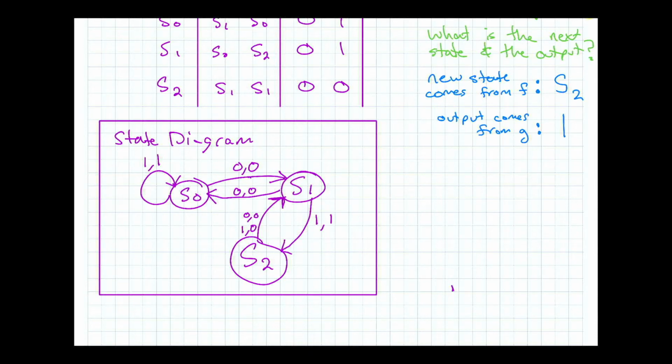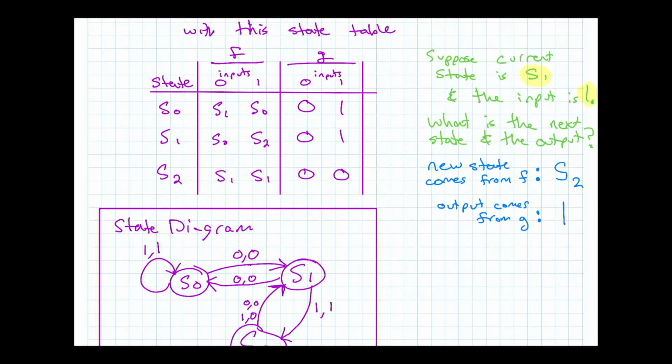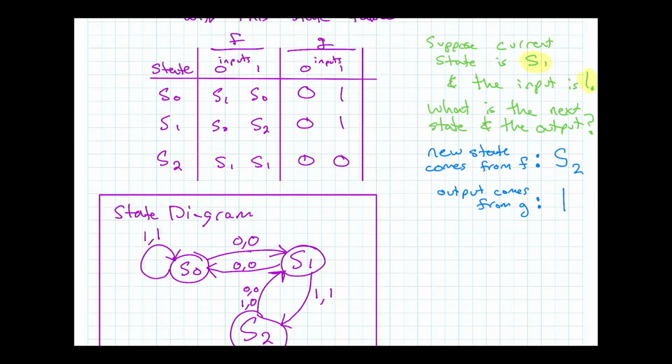Okay. All right, so that's what you were doing in that problem. This, of course, remember, was just to make sure we understood what was going on here. Now let's look at something else. Let's see if we can draw a state table given a state diagram. That's the other main type of problem.